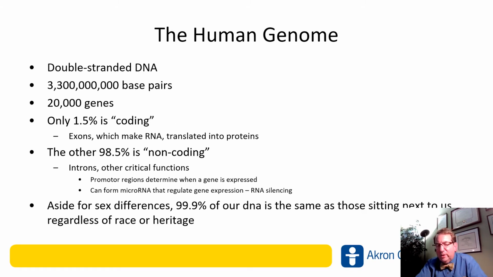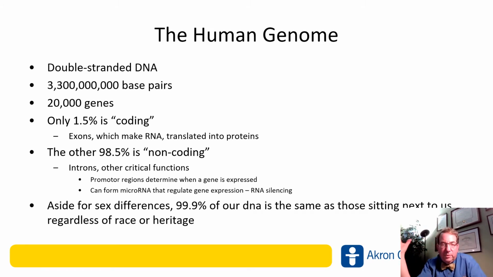As it ends up, only 1.5% of this genetic code is actually turned into messenger RNA. And this is called the coding region. It also is called the exons. And again, the coding region makes up the messenger RNA of our body, which again ends up being translated into proteins.